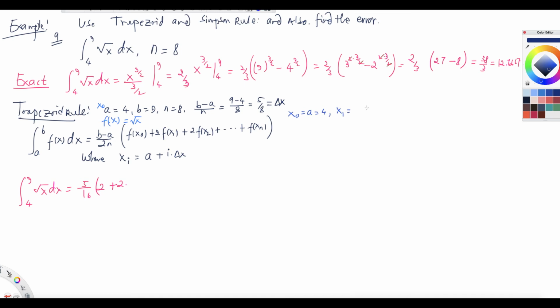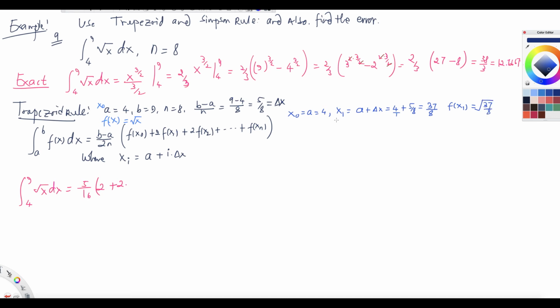x1 will be a plus delta x. That will be 4 plus 1 times delta x, which is 5/8. How much is that? 8 times 4 is 32, plus 5, 37. 37 over 8, right? So what will be f of x1 then? Because f of x is root x, f of x1 will be root under 37 over 8.